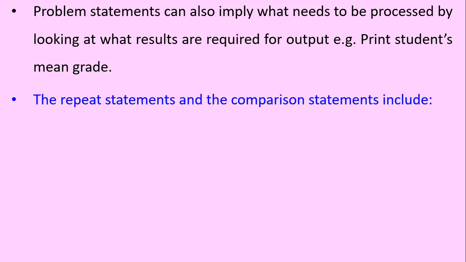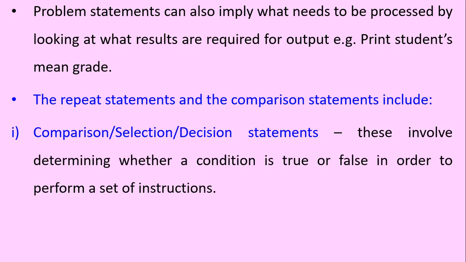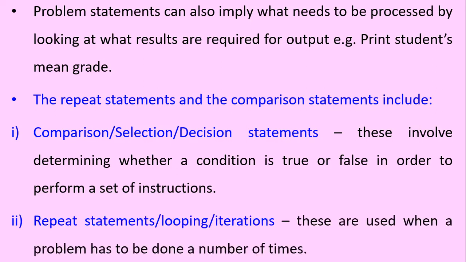The repeat statements and the comparison statements include, number one, comparison or selection, or what we call the decision statements. These involve determining whether a condition is true or false in order to perform a set of instructions. The second type of statements are what we call the repeat statements, looping, or iterations. These are used when a problem has to be done a number of times.